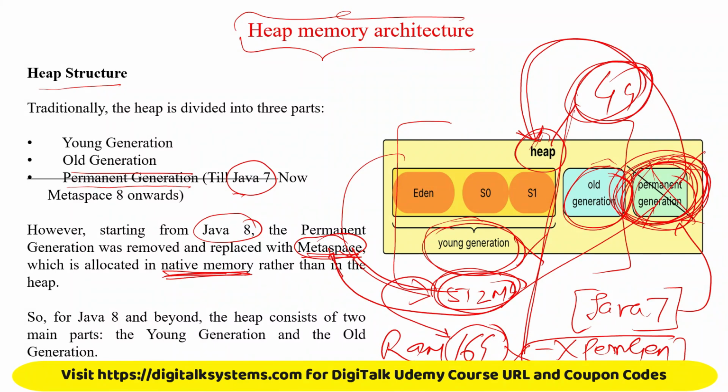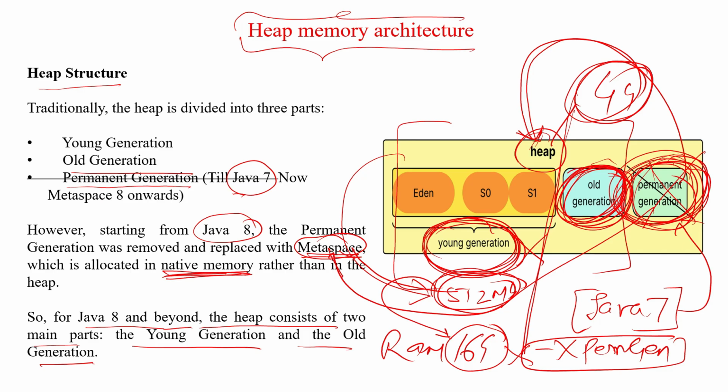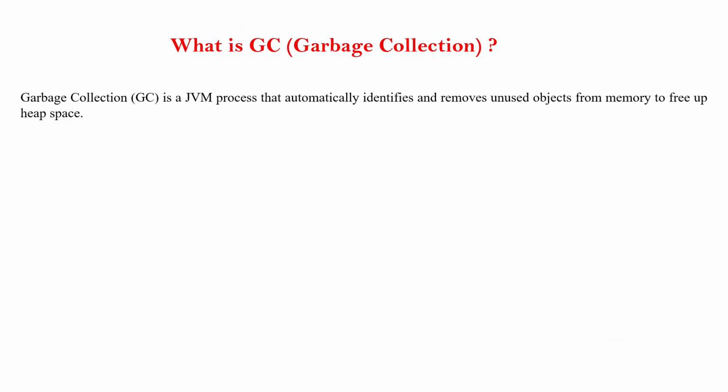So Java 8 and beyond, the heap consists of two main parts, the young generation and the old generation. As I said, we have two important parts in the heap size: one is the young generation and the second is the old generation. Garbage collection is completely based on how the objects are moved between the young generation and the old generation in the heap. Now, what are the objects? I will explain everything in detail. But before that, let us see what garbage collection is.